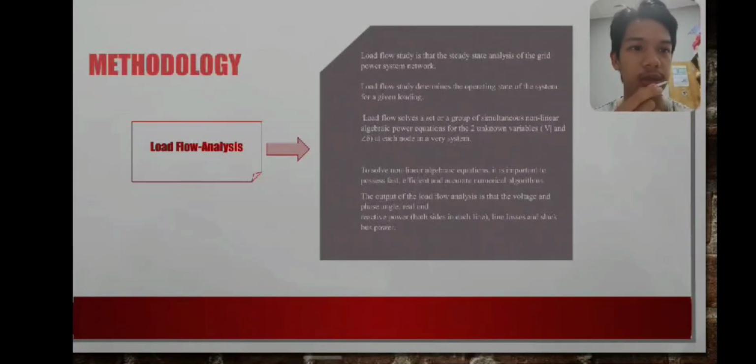I will present about the methodology. Load flow analysis. Load flow study determines the operating state of the system for a given loading. Load flow solves a set of simultaneous nonlinear algebraic power equations for the two unknown variables at each node in a varied system. To solve nonlinear algebraic equations, it is important to possess fast, efficient, and accurate numerical algorithms. The output of the load flow analysis is the voltage and the phase angle, real and reactive power, line losses, and slack bus power.